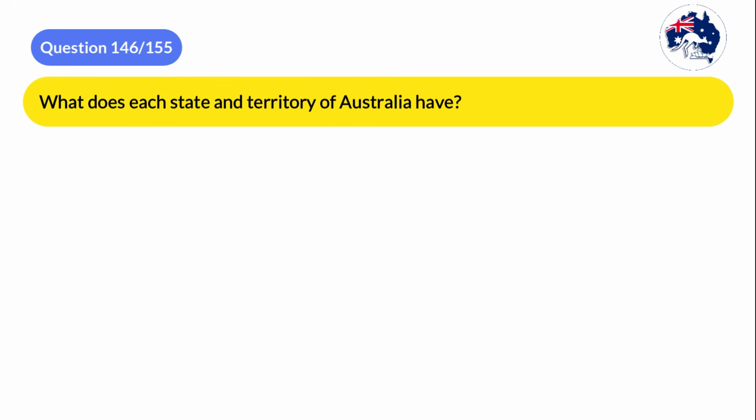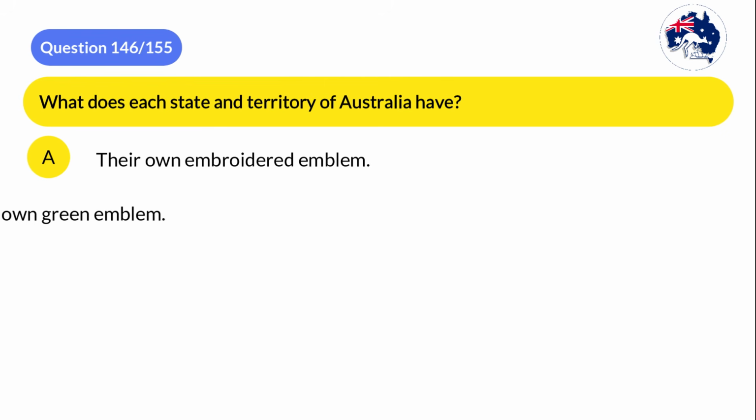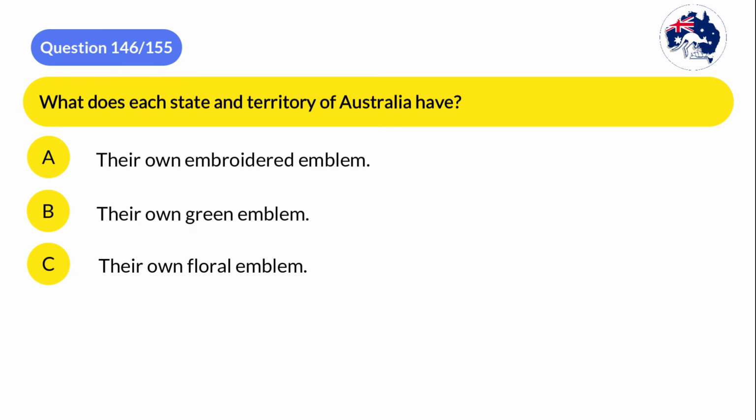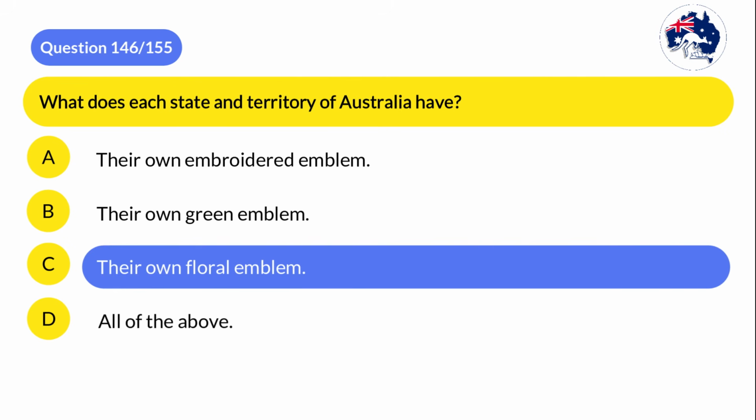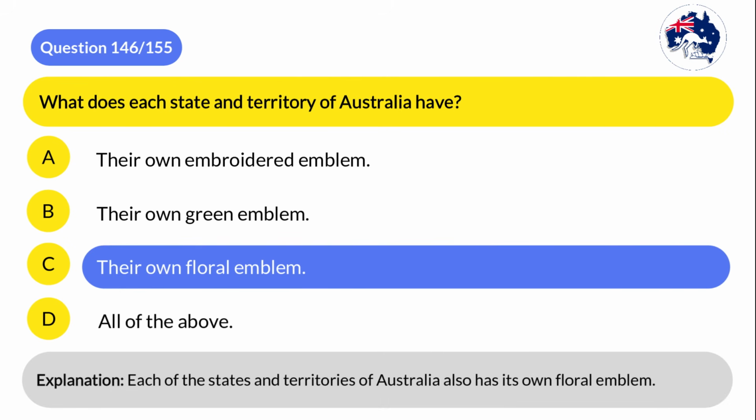Question 146. What does each state and territory of Australia have? A. Their own embroidered emblem. B. Their own green emblem. C. Their own floral emblem. D. All of the above. The correct answer is C. Their own floral emblem. Explanation: each of the states and territories of Australia also has its own floral emblem.